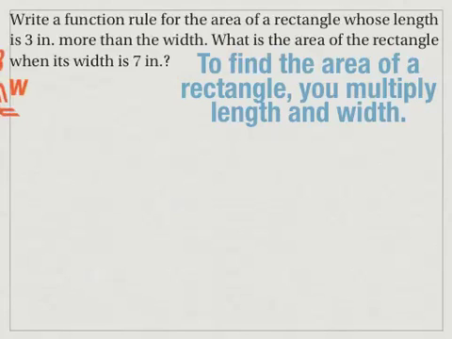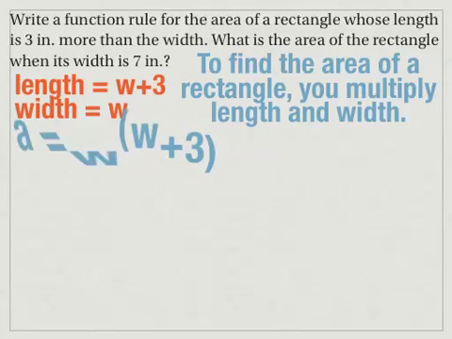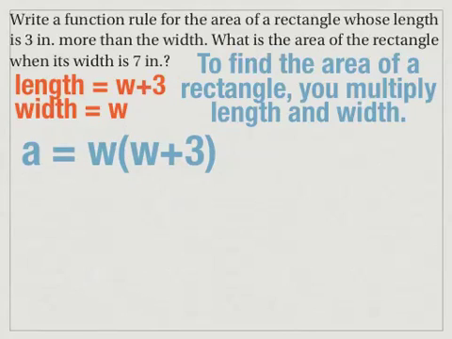So we know that the length equals W, the width, plus 3. That would be 3 more than the width. And I'm just going to use W for width. So the length is W plus 3, 3 more than the width. And the width is just itself W. If the formula to find the area of a rectangle is length times width, I can substitute in W plus 3 for length and say that the area of this rectangle is going to be W times W plus 3.